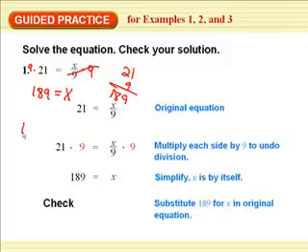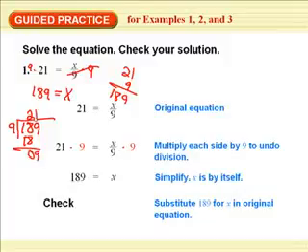So take 189 divided by 9. 9 goes into 18 twice, which is 18. 9 goes into 9 once, which is 21. Worked out.